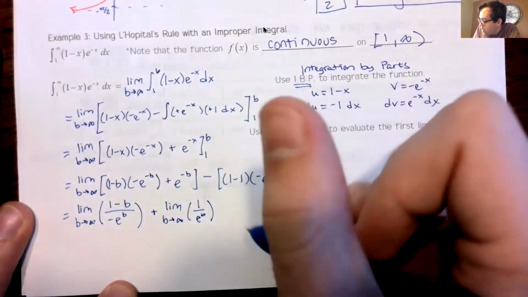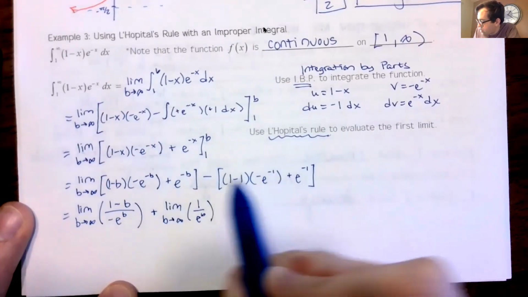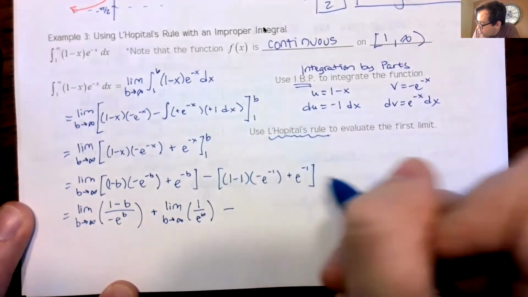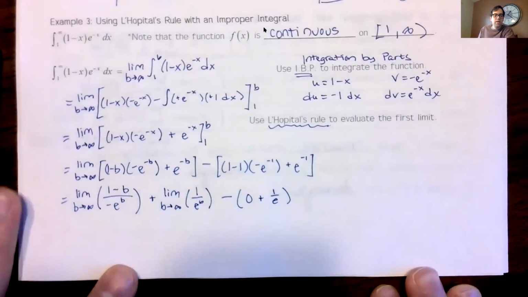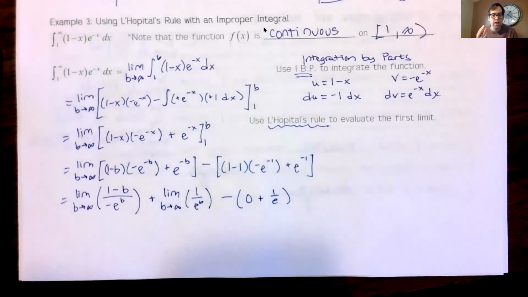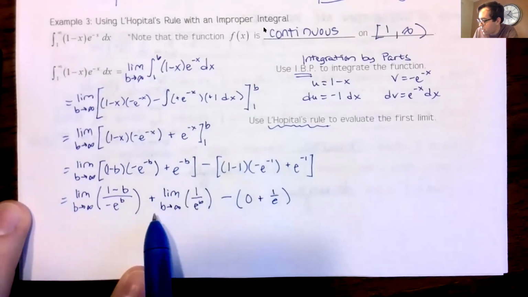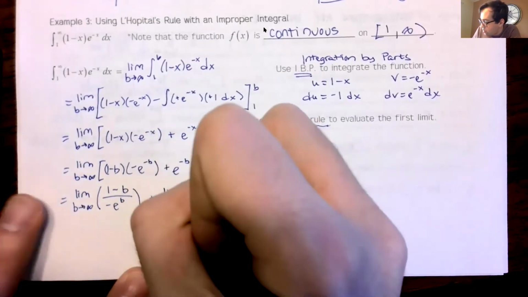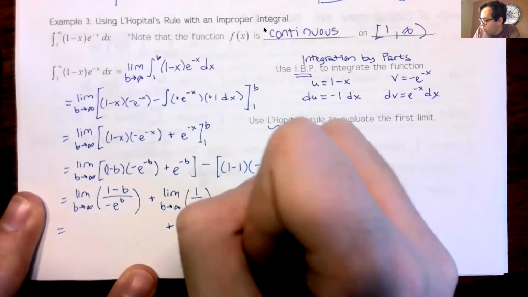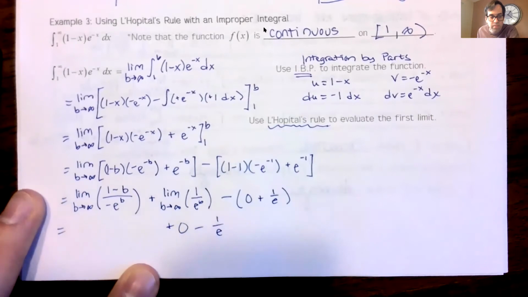And then let's see what's going on over here. This is all equal to 0. And then we have this as 1 over e. So it's going to be minus 0 plus 1 over e. Okay, we're getting there. So this second limit isn't too bad, right? 1 over something that, as b increases forever, is going to approach infinity. So we have 1 over infinity, which is 0. So we've got something plus 0 minus 1 over e, right? This 1 over e has this negative from here.